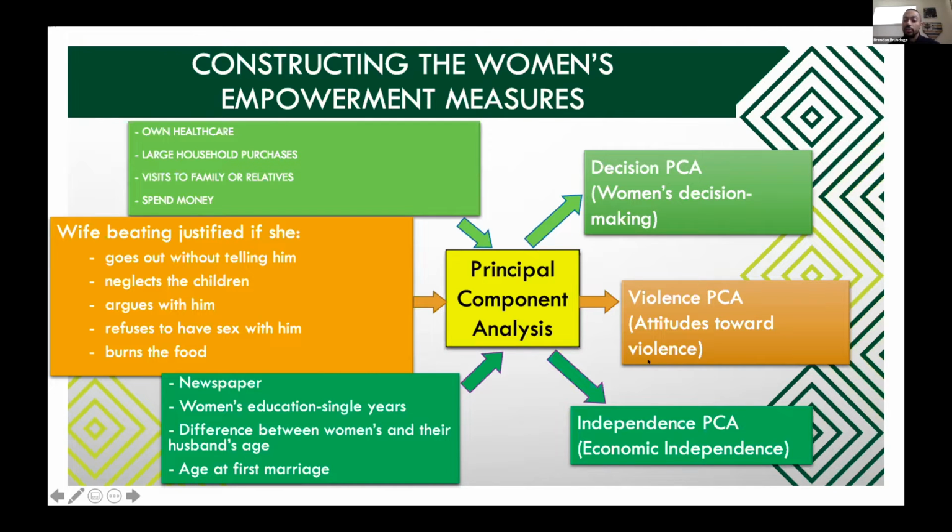We do the same thing for violence. The violence questions are basically questions asking when it's justified for a husband to beat their wife. So it's really attitudes towards violence. And then we also do the same thing for independence, different independence questions, right?